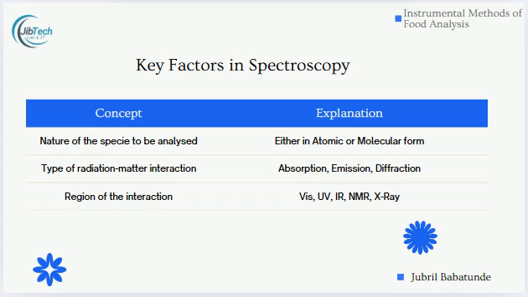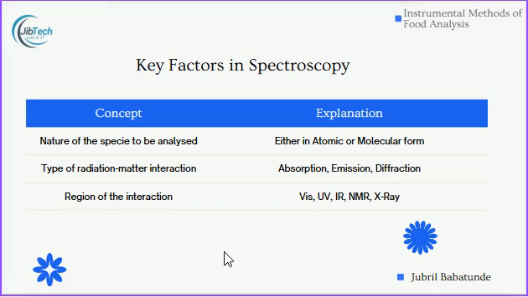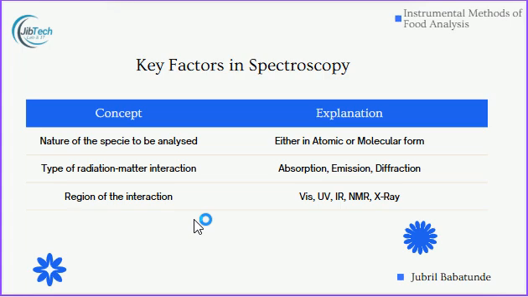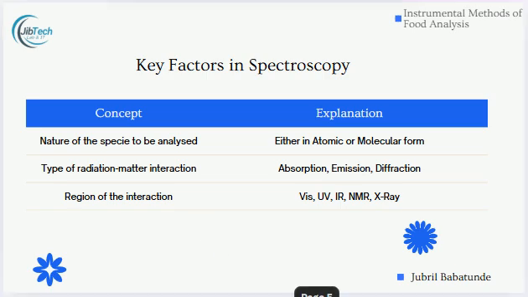So we have different regions where the interaction takes place. We have visible region, we have ultraviolet region, we have infrared region, we have radio waves, we have x-ray region, we have gamma region. And so the one you get to see, of course, is just the visible region where you're able to see that yes, this is a light. In most cases, you don't get to see them. So these are the three important factors in spectroscopy, which we need to know before we get deep into spectroscopy.